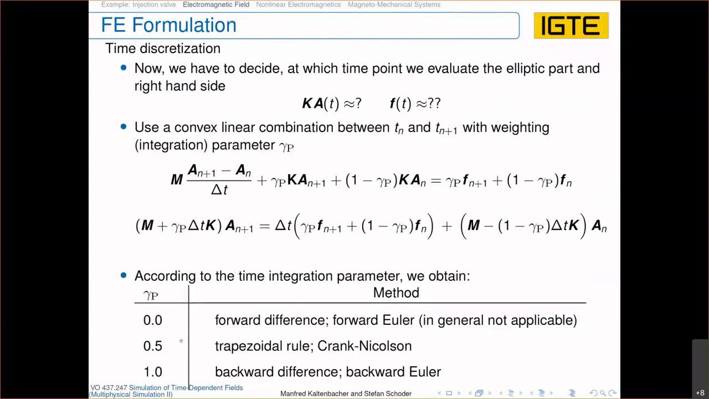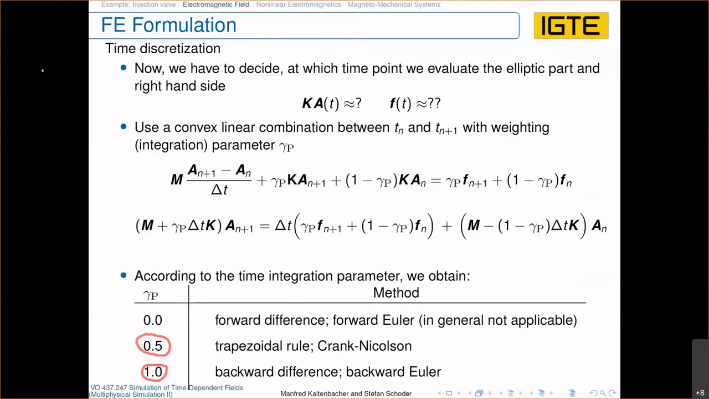Perhaps you know that the most accurate scheme would be to use the Crank-Nicolson one, which means that this parameter gamma p is set equal to 0.5. And at last, fully implicit, as we also call it, would be the backward difference or backward Euler scheme, where we take for our time integration parameter gamma p equal to 1.